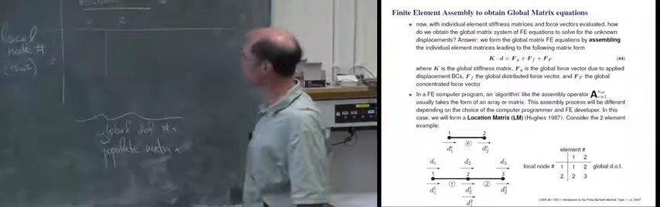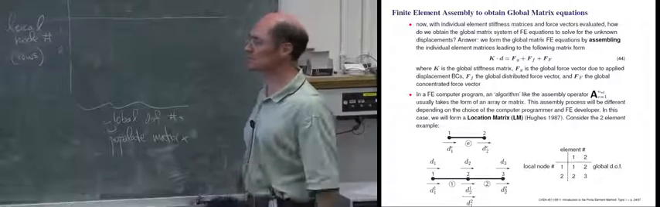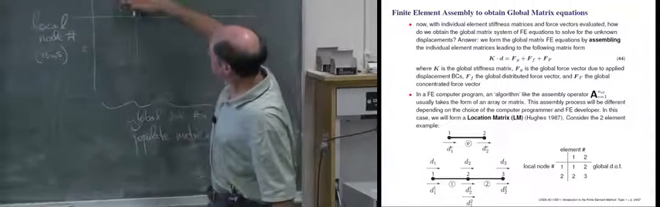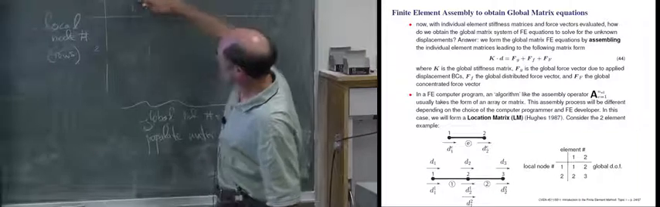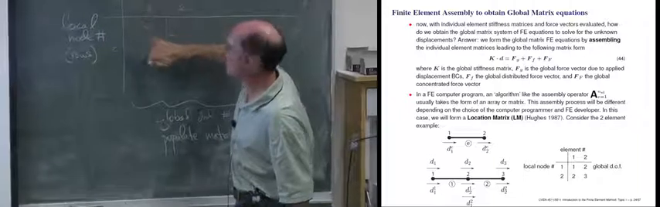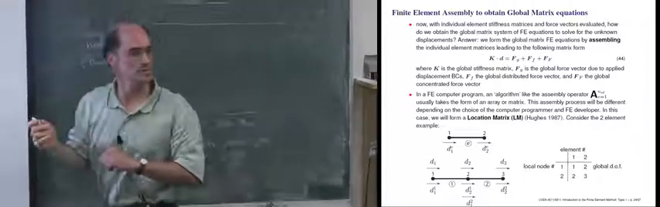Okay? So what we do is as simple as this. For this one-dimensional case, it becomes somewhat easier to see. So we go to element 1, and we go to local node 1 and local node 2, and we see what the global node numbers are, and then we put those in the matrix.